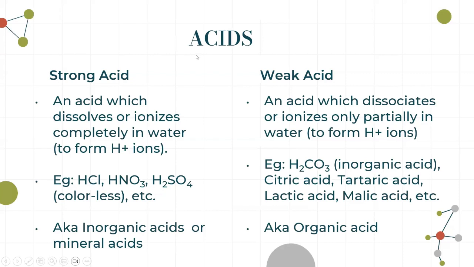Now let's look at the difference between strong acid and a weak acid. Strong acids are acids which dissolve or ionize completely in water. So they ionize in water to form H plus ions. So they release H plus ions. And some examples of strong acids include HCl, HNO3, H2SO4. And H2SO4, as you can see, it is a colorless acid. And strong acids are also known as inorganic acids or mineral acids.